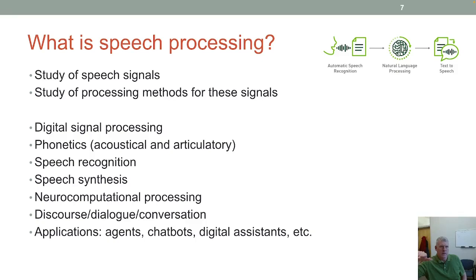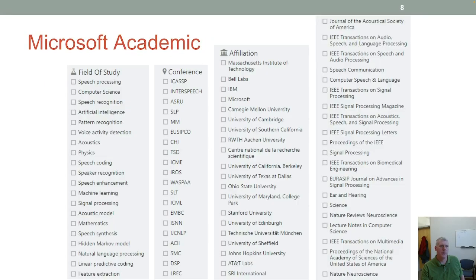There's a lot more to Alexa and Siri than just speech synthesis, but the voice you hear is synthesized speech, right? Neurocomputational processing, dialogue, and discourse, conversation. And applications can be like agents and chatbots and digital assistants, right? Like I just mentioned, Alexa and Siri and Hey Google, etc. Okay. Microsoft Academic as well as Google Scholar have kind of categories on their website dealing with technologies and conferences and institutions that deal with speech processing.